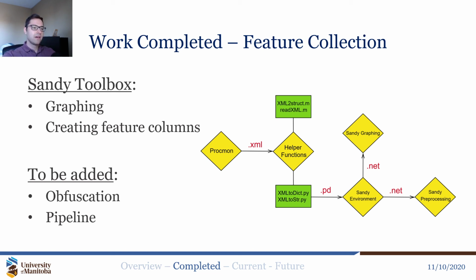And to be added are two steps, one being obfuscation and the other the pipeline. Obfuscation, again, being as part of the pipeline, we want to obfuscate those vanilla malware samples and then throw them into our Sandy virtual environment where we can collect those useful features. And pipeline being, once we have everything set up, we want to automate the process of taking a seed virus, obfuscating, importing into the Sandy pipeline, and extracting feature columns as a pipeline.